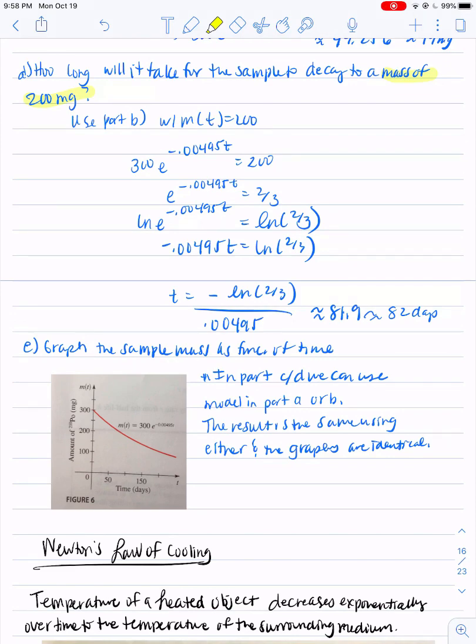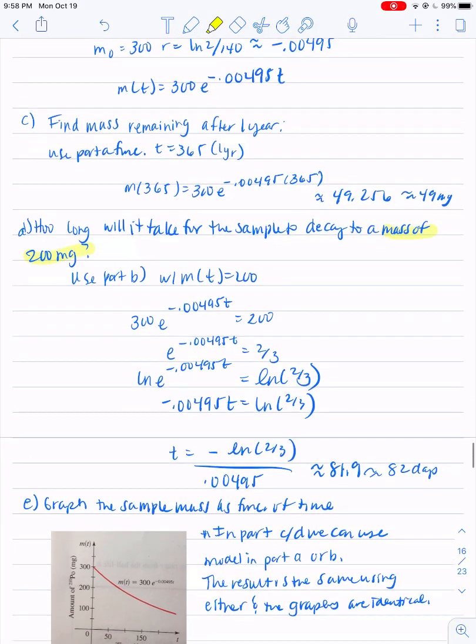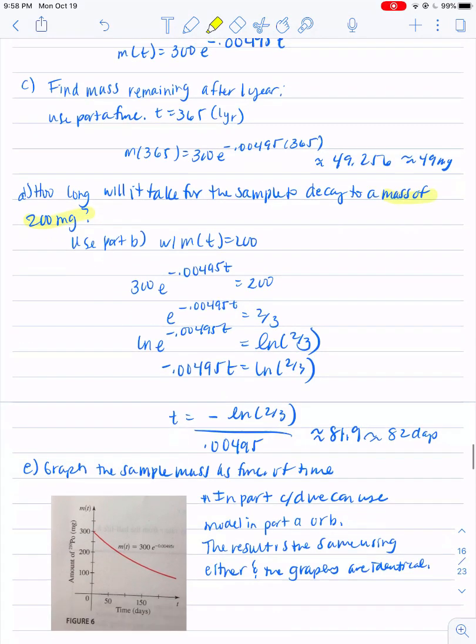So when I graph the sample mass as a function of time, in part C, I used the part A function, and in part D, I used the part B function.